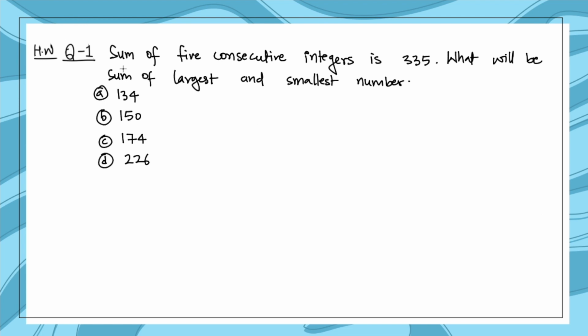The question says that the sum of 5 consecutive integers is 335. So, what will be the sum of the largest and the smallest number? Options are given: 134, 150, 174 or 226. Try to do this question and do let me know what answer you have got in the comment section below.